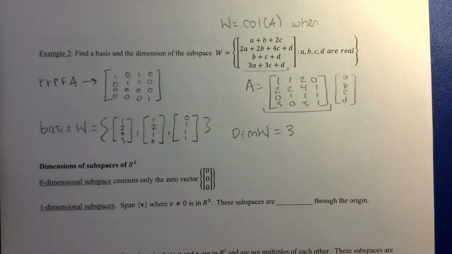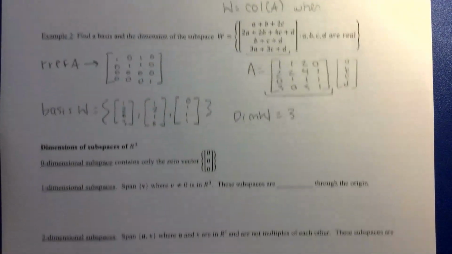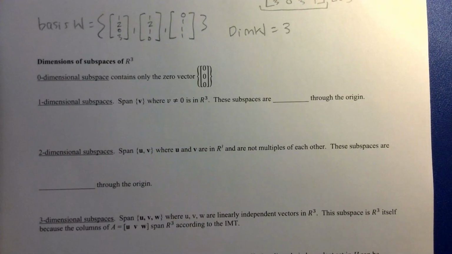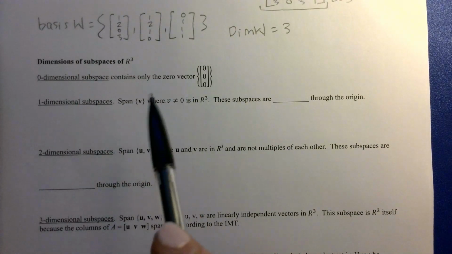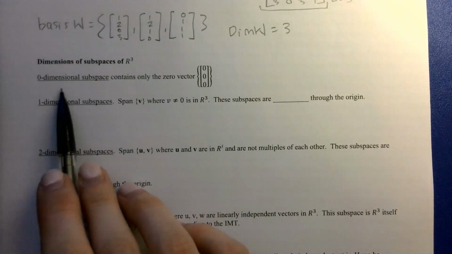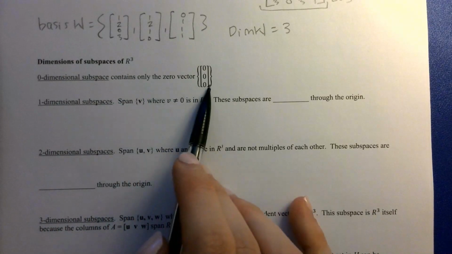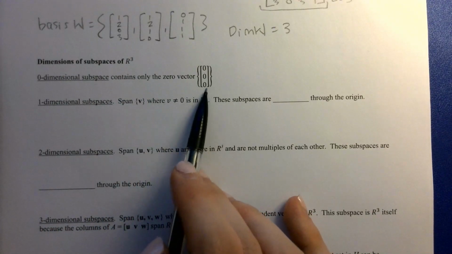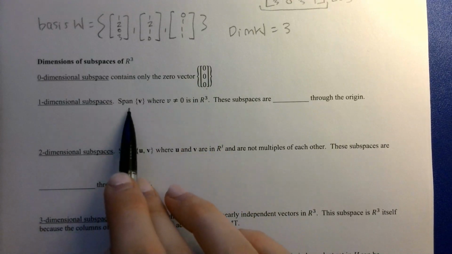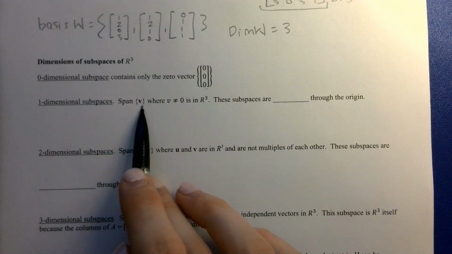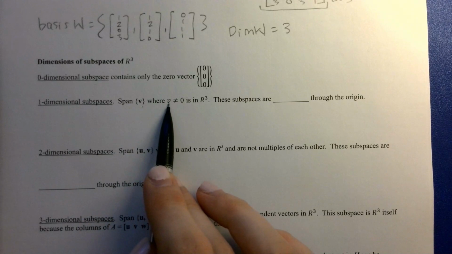All right, I hope you're starting, if you're following along with the lessons, to see a kind of rhythm of where this is going with the column space and the null space and why we did that first. So again, a zero-dimensional subspace contains only the zero vector. So that would be a point in space. A one-dimensional subspace would be the span of one vector. That's not the zero vector.